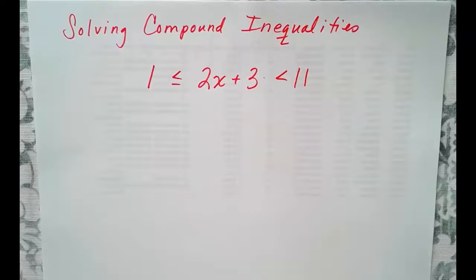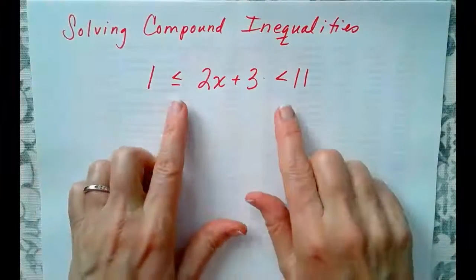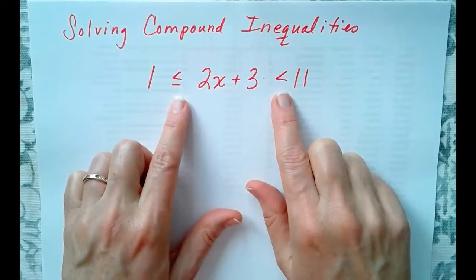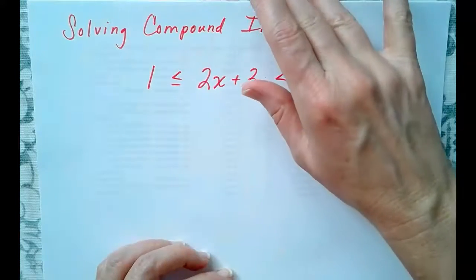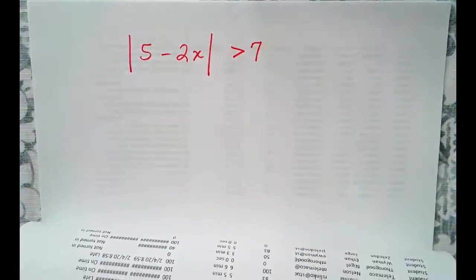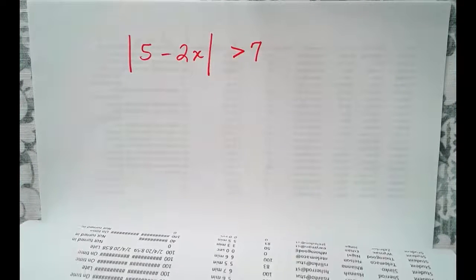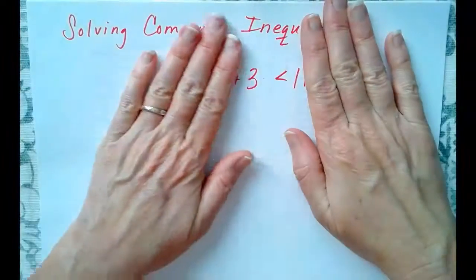So this is the final section in Chapter 1, and we're solving compound inequalities. Compound inequalities occur when we have two inequality signs, which is essentially two comparisons happening simultaneously. We also utilize compound inequalities when we have an absolute value inequality. So we'll see both of those in this video.